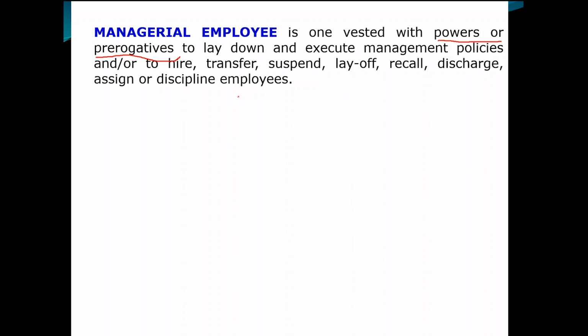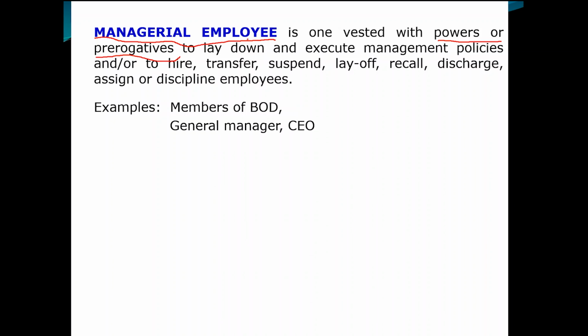If the employee has these powers, pwede siyang mag-hire, mag-transfer, suspend, etc., then he is falling under the classification of a managerial employee. Examples: members of the board of directors, general manager, CEO, chief executive officer, including COO, chief operating officer.